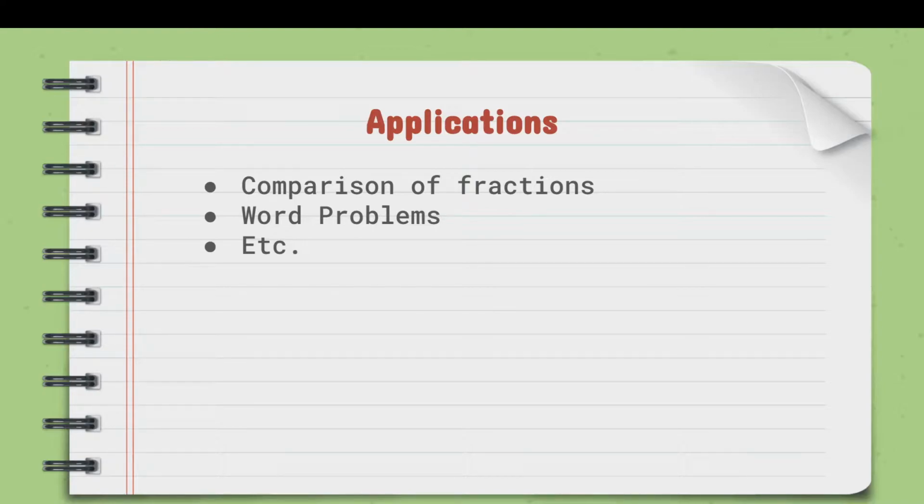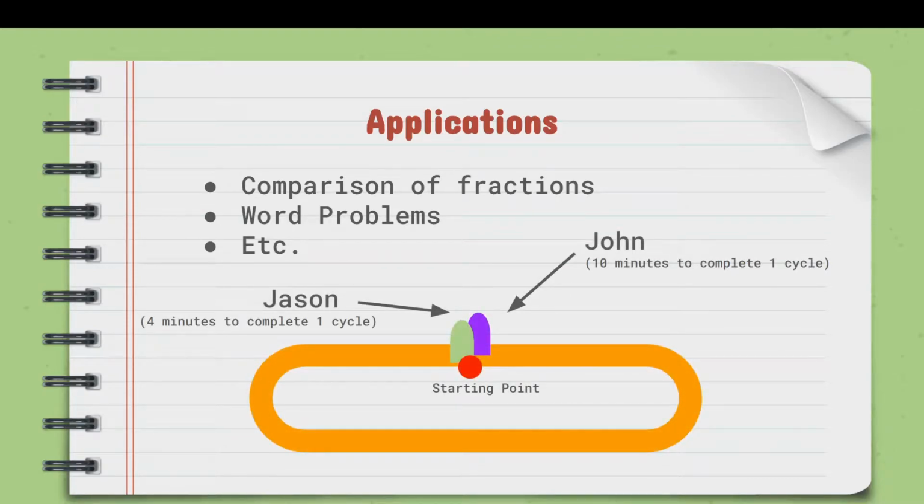Another example might be word problems or real-life situations. Let's say there's a track, and John and Jason started their race at 11 o'clock. If Jason takes 4 minutes to complete one cycle, and John takes 10 minutes, at what time will they meet again at the starting point? This is asking you to find the LCM of 4 and 10, and since the LCM is 20 in this case, John and Jason will meet again at 11:20 at the starting point.